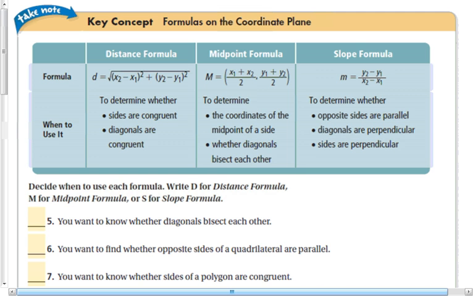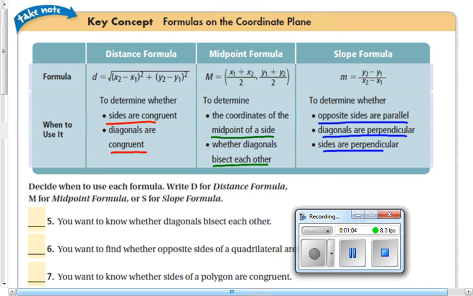All right, here's just a concept summary of the formulas we're going to use here. We need to know the distance formula if we need to determine whether sides are congruent or diagonals are congruent. We need to use the midpoint formula if we need to determine the coordinates of the midpoint of a side or whether diagonals bisect each other. And we're going to use the slope formula if we want to know if opposite sides are parallel, diagonals are perpendicular, or sides are perpendicular. So go ahead and place a letter in each blank here on 5 through 7.